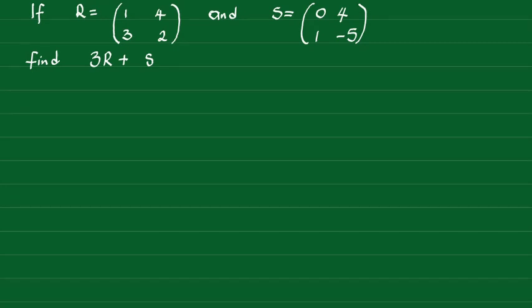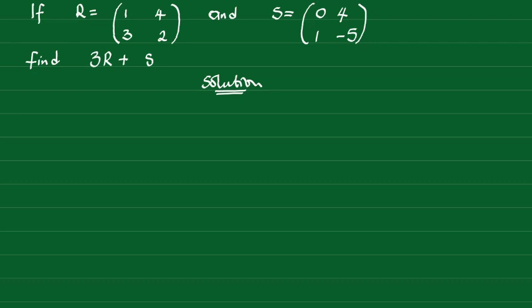So I have this question from PCE 2004, question 22, where we are asked: if a = (1 4 3 2) and s = (0 4 1 -5), find 3a + s. Now quickly we'll dive into this by writing the solution.